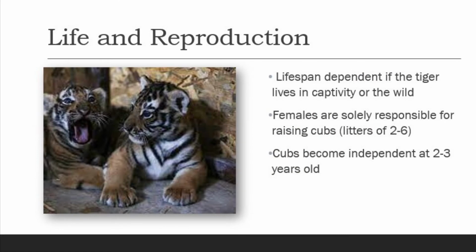The Bengal tiger's lifespan depends on whether it lives in captivity or in the wild. This is because if it lives in captivity, although it doesn't have as large a territory as it might have in the wild, it does have access to things that help it live longer, such as medical attention and adequate and frequent meals. In captivity, they live about 10 to 15 years on average, while in the wild, they tend to live about 8 to 10 years.